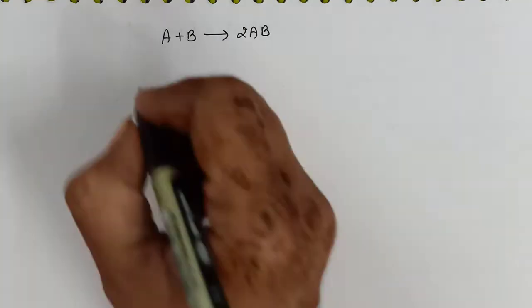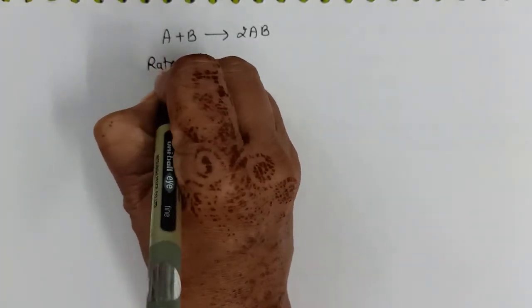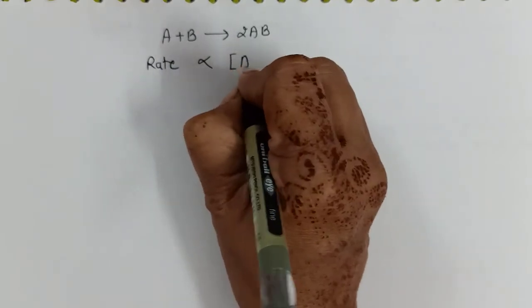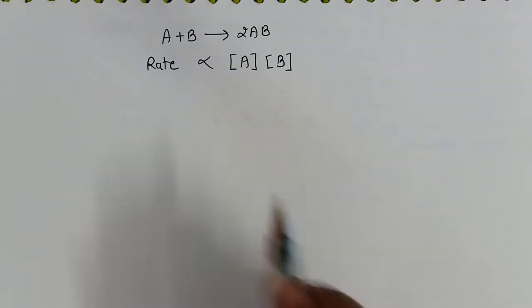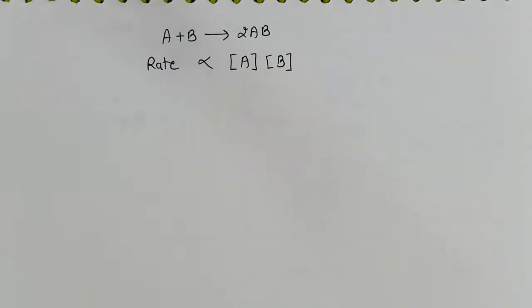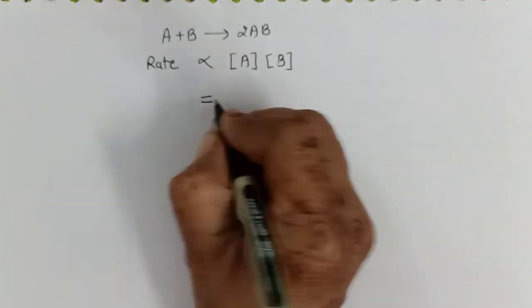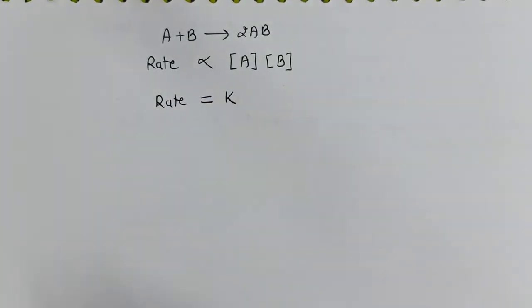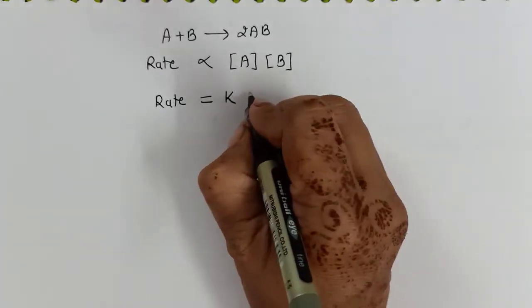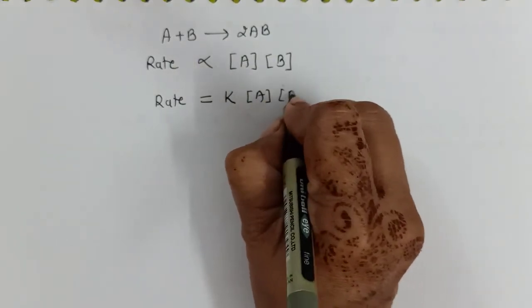Let us consider the reaction A plus B gives 2AB. According to the rate law, or the law of mass action, the rate of this chemical reaction is directly proportional to the product of molar concentration of the reactants. Now we cannot solve numericals by using the proportionality sign. We have to convert it to equal to, and therefore we introduce a proportionality constant K. Rate = K[A][B].